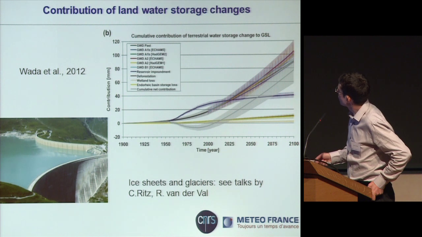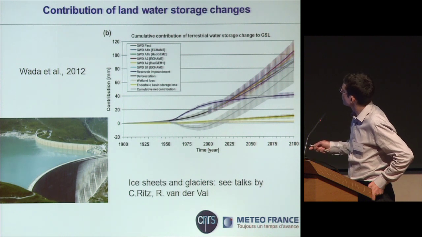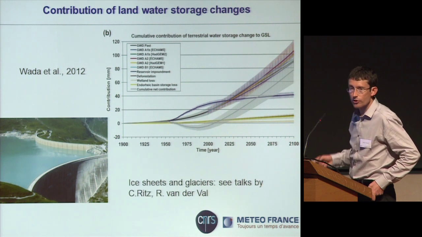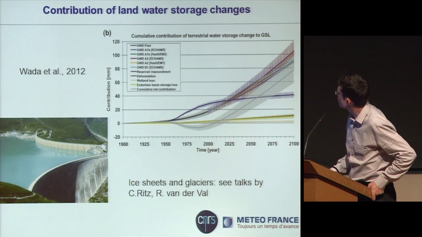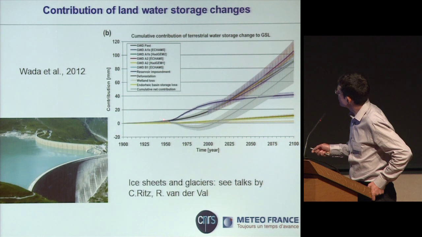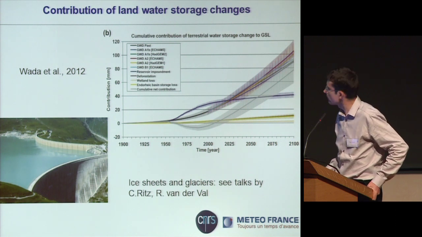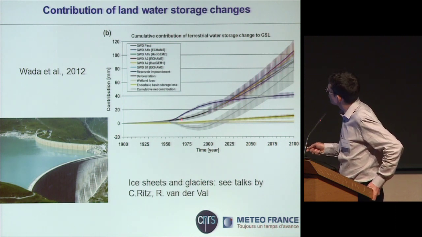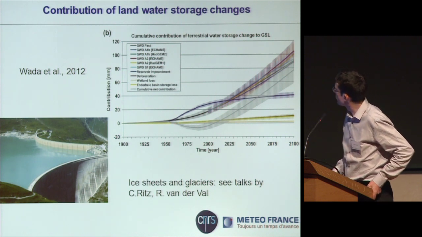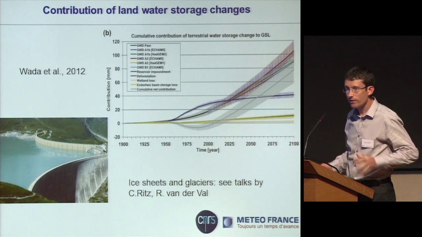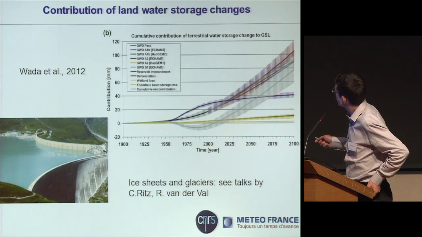A first contribution is water impoundment, which is actually water stored in dams. In this study, they assume that there is quite a big increase until the early 20th century, and then it levels off somewhat. So that's the amount of water, in ocean height equivalent, trapped in the dams. And this does not increase too much.